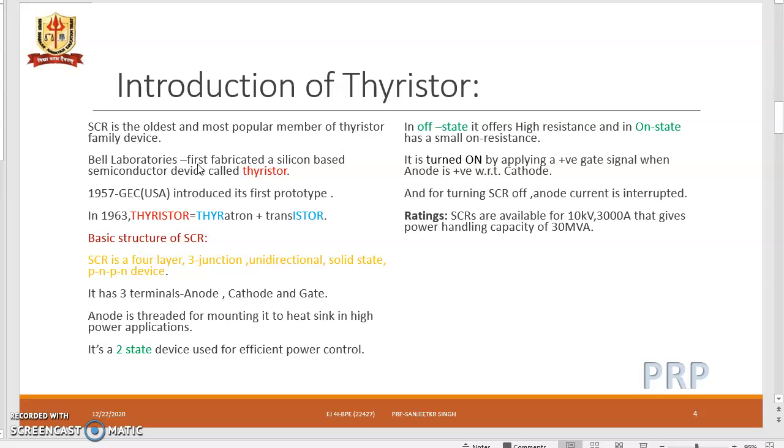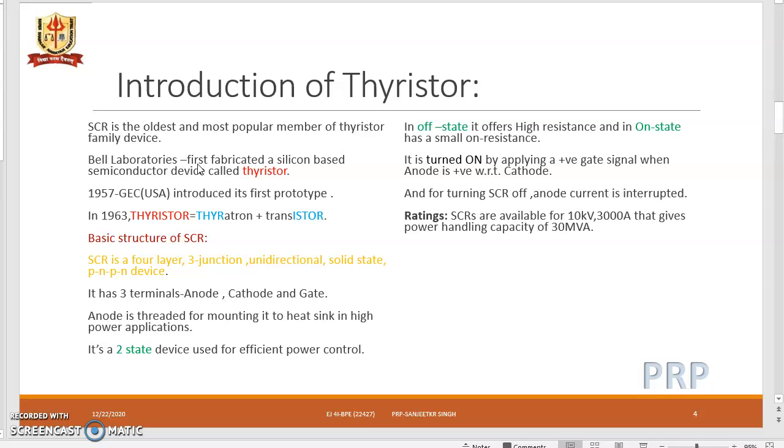In 1957, GE, the USA company, introduced its first prototype. Now let's see the basic structure of the SCR. As we already saw, SCR is a 4-layer 3-junction unidirectional solid state PNPN device. It has 3 terminals, anode, cathode, gate, and the anode we saw is threaded. Moreover, it's a 2-state device for efficient power control. What are those states? The off state and the on state.